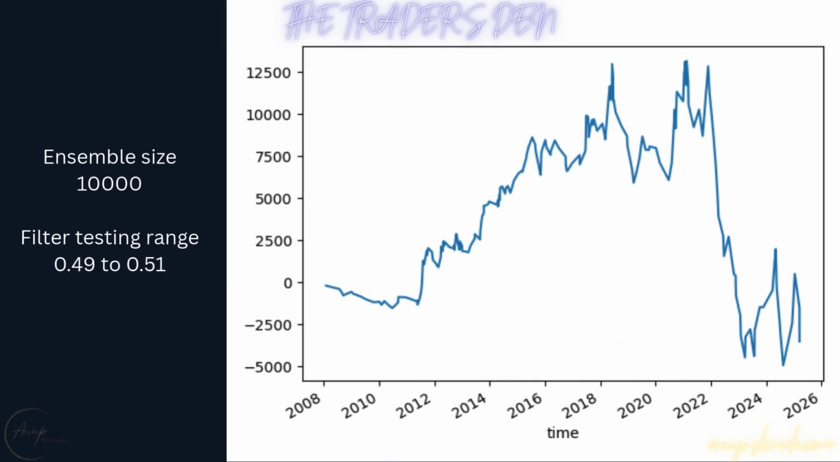Now compare that with a slightly looser range, 49 to 51. Here, the system trades far more frequently. The equity curve rises much faster, but also becomes more volatile. You can see strong gains in the middle years, followed by a sharp drawdown. This shows that by relaxing the thresholds, we pick up more signals, but also allow more noise into the system.